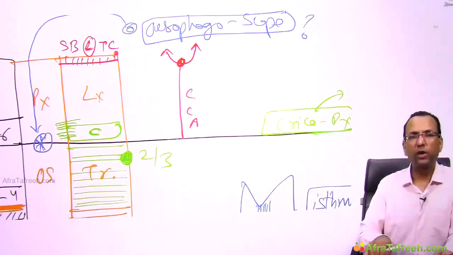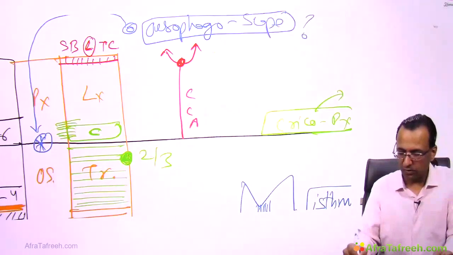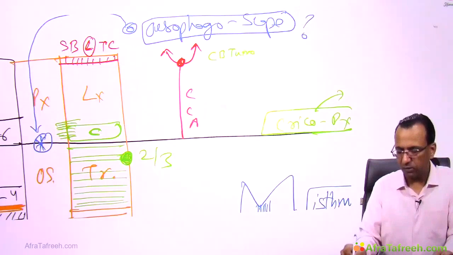Why do you want to know? Because that is where I found a tumor. What tumor? The carotid body tumor. And that is where I will do the massage. What massage? Carotid sinus massage. Why are you doing carotid sinus massage?